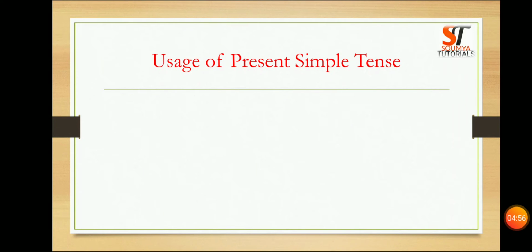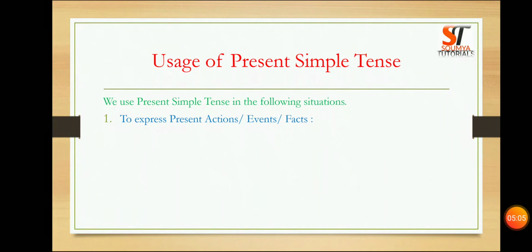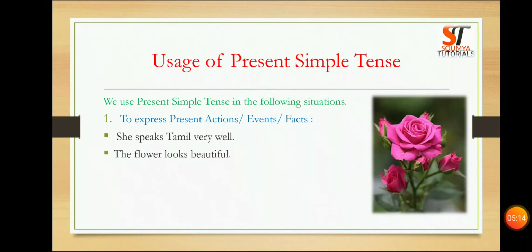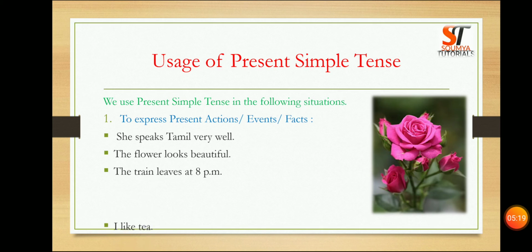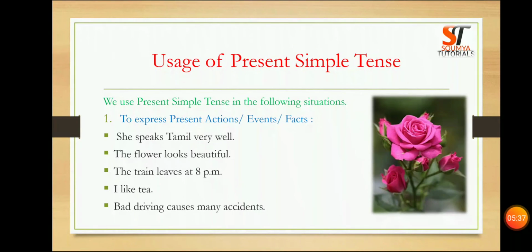Now, let us discuss the usage of present simple tense. We use present simple tense in the following situations. To express present action, events or facts. For example, she speaks Tamil very well. The flower looks beautiful. The train leaves at 8 p.m. I like tea. Bad driving causes many accidents. You can easily notice that all these sentences are either present actions or events or facts. In these situations, we use simple present tense.